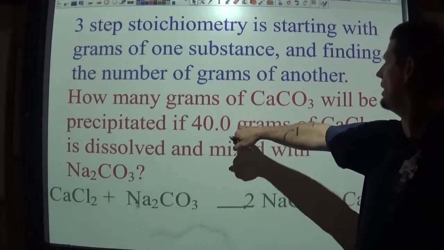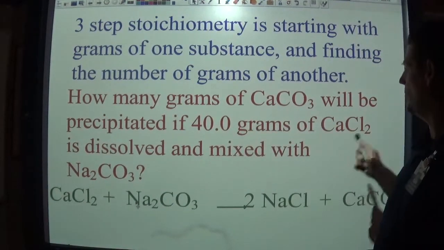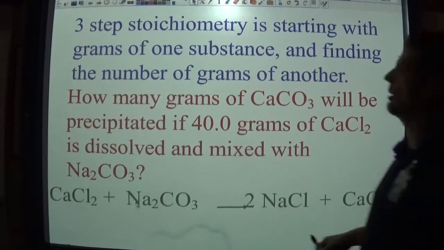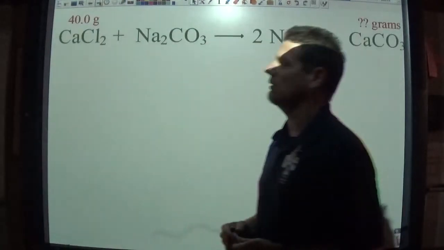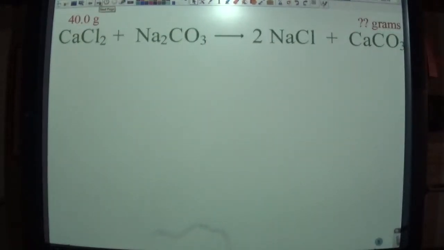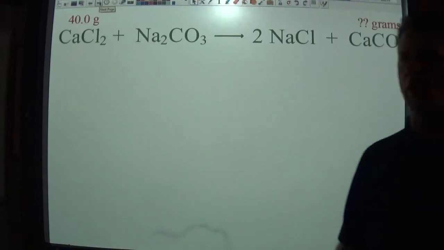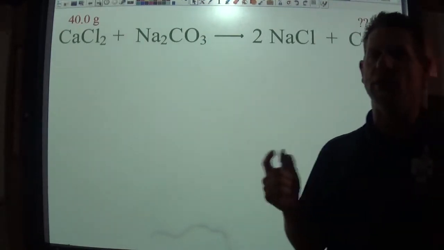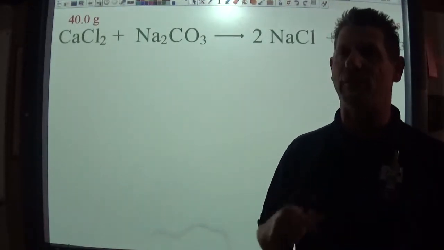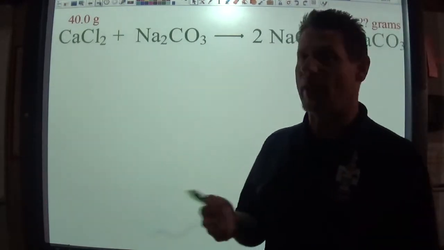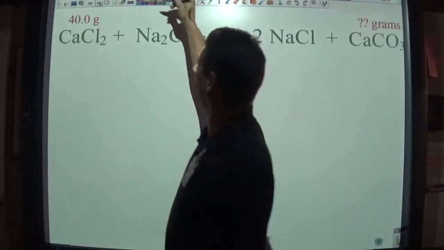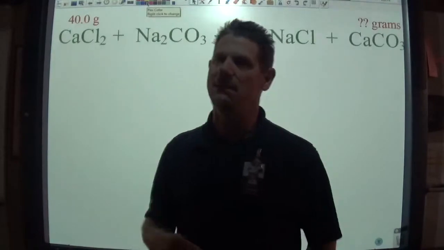So again, 40 grams of calcium chloride, and we want to know how many grams of calcium carbonate we're going to make. So on this next screen, I've already labeled stuff that we're looking for. We're given 40 grams, and I want to know how many grams of calcium carbonate. Before we even start this stoichiometry part, there's another part that you have to be aware of, and that's finding the molar masses. So we're going to do that first before we even move on, because if you don't have the molar mass, it makes this problem even harder.